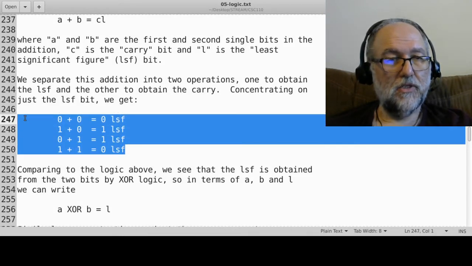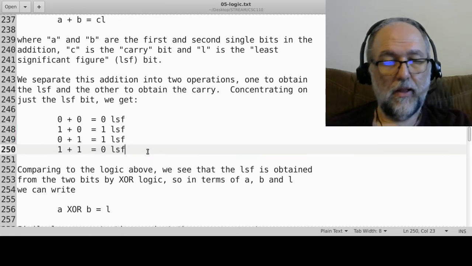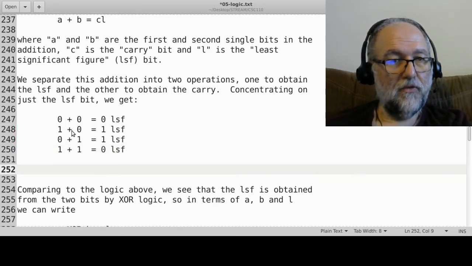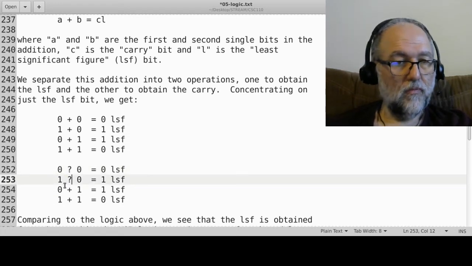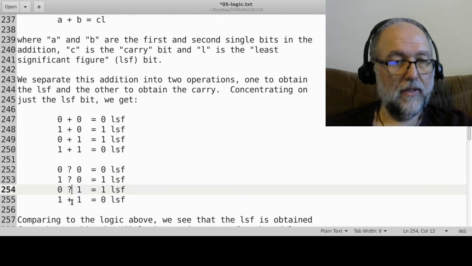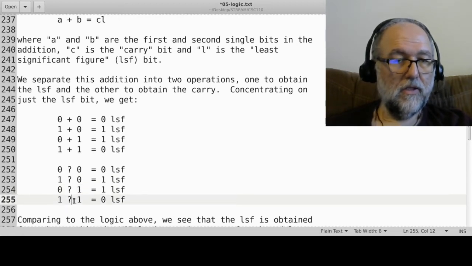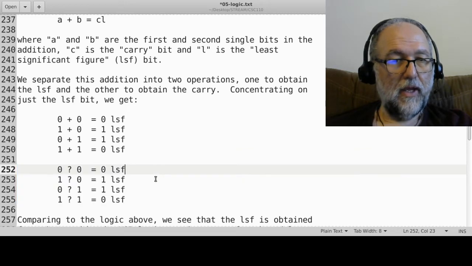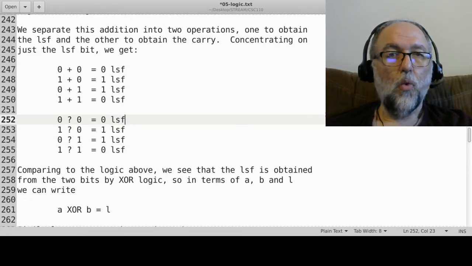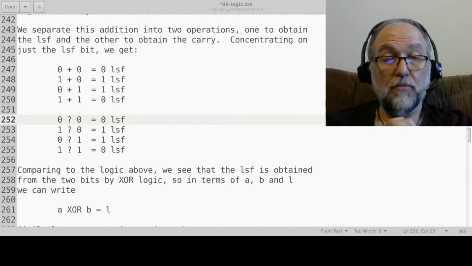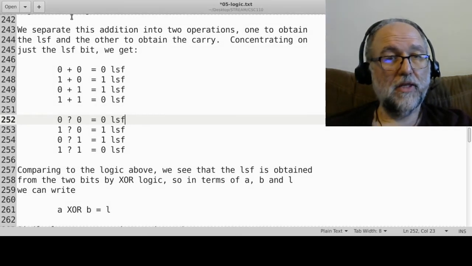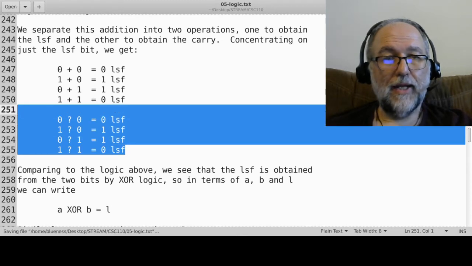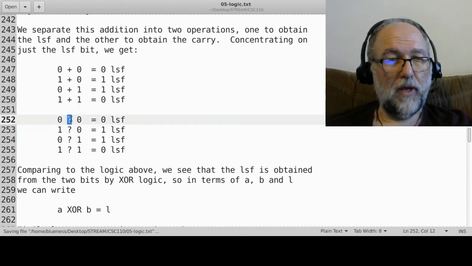I can actually write it like this. Let me just rewrite this here, and I could just put a question mark like that. So we're looking at this table here. I say to you, what logical operator would you want to put in that question mark that would make this table work? I want this whole table to work right there, so what logical operator would I put in there?